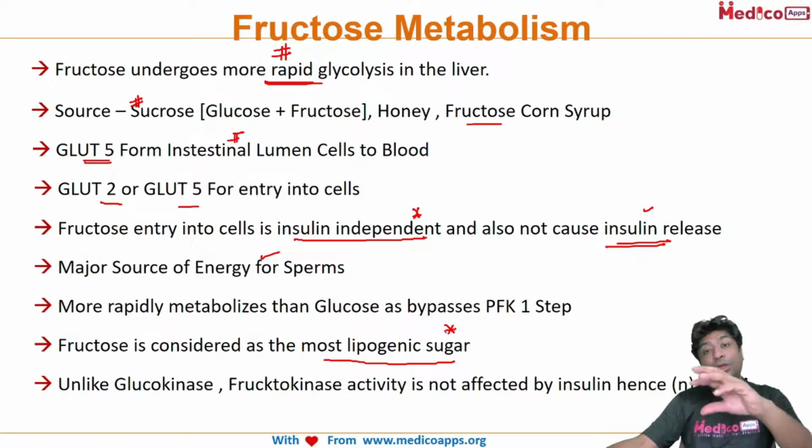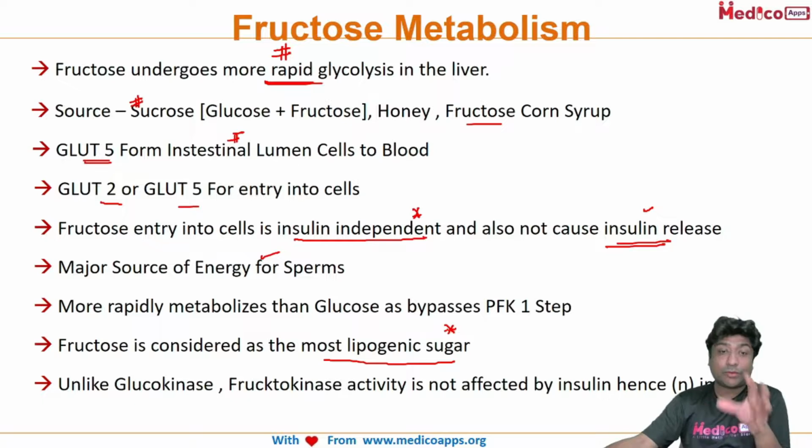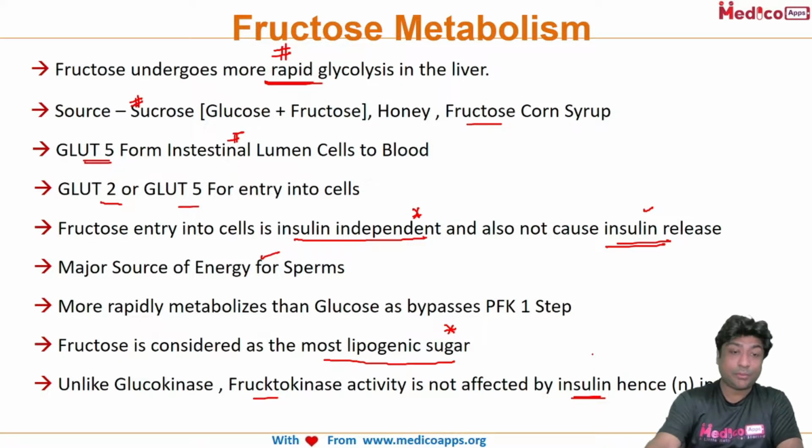because again I told you all the other sugars will be converted into glucose and primarily take that pathway, but fructose immediately will be getting into glyceraldehyde 3 phosphate. Unlike glucokinase, fructokinase activity is not affected by insulin. Hence, in diabetes mellitus, fructose or fruit sugar, you know, fruits can be easily metabolized. In diabetes, fruits can be easily metabolized.